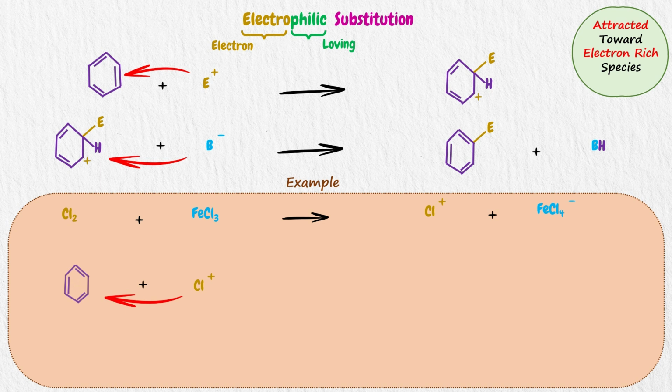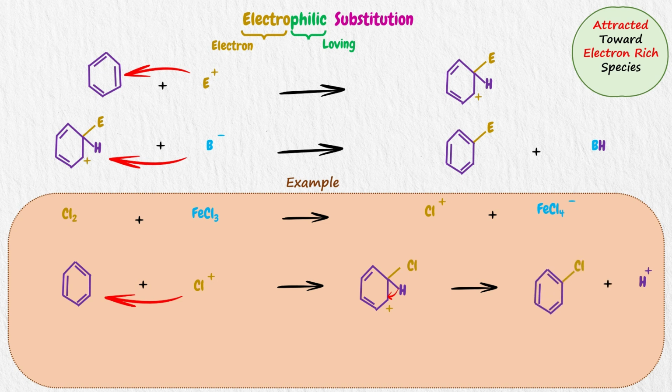This electrophile then attacks the benzene ring. Carbonium will be formed. Hydrogen donates its electrons to benzene ring and moves out as it lost electrons. So it becomes positively charged and chlorobenzene will also be formed. This hydrogen ion then reacts with previously formed tetrachloroferrate, so hydrogen chloride and ferric chloride will be formed.